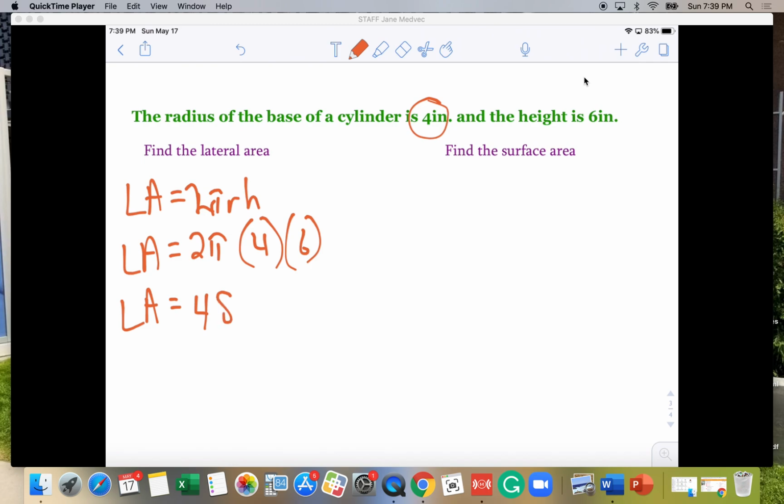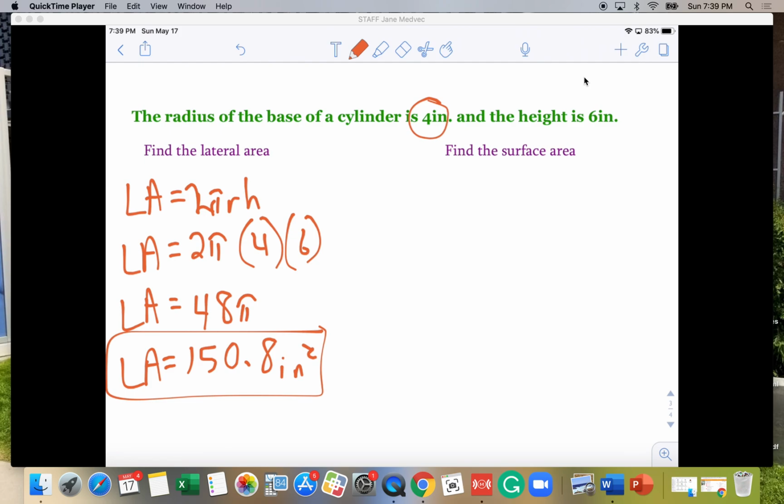48 pi. And if you wanted to use the pi key, you could do that. The lateral area equals, it would be 150.8, and it would be inches squared.